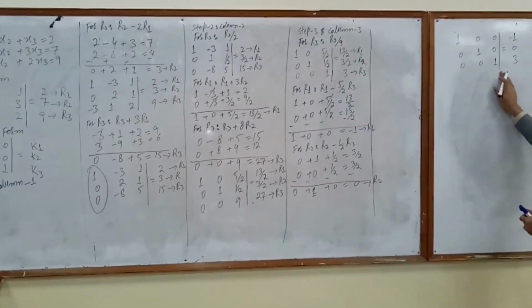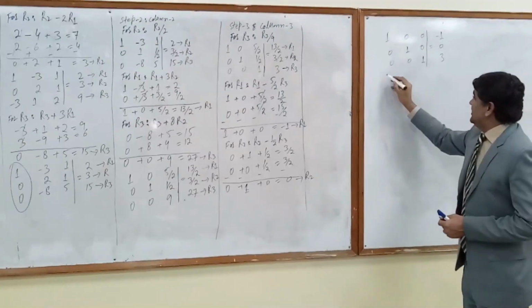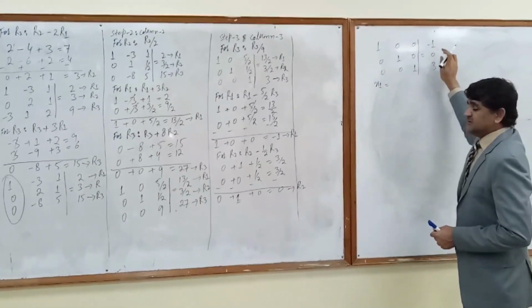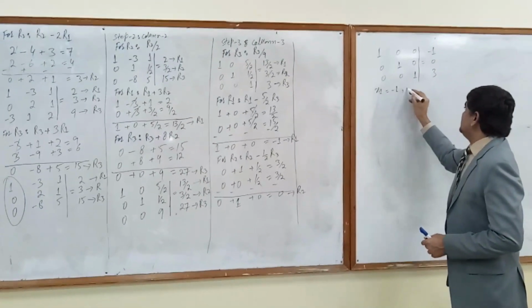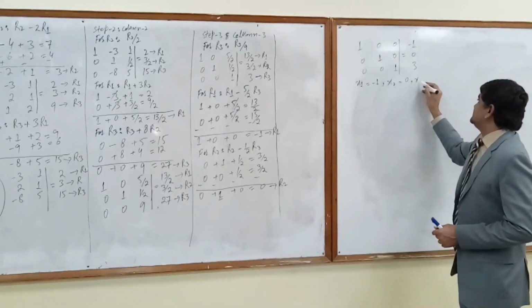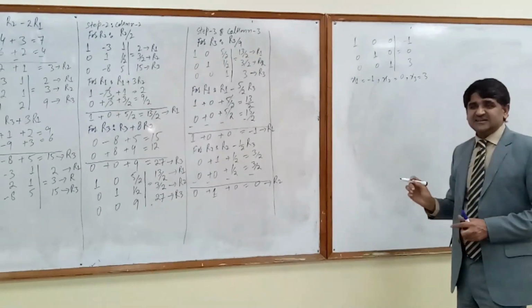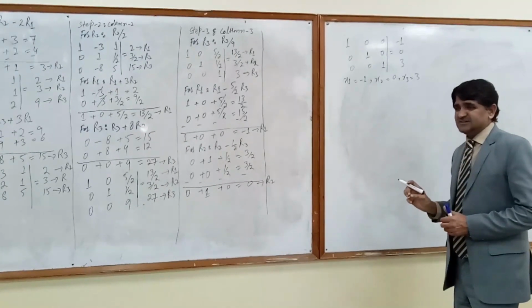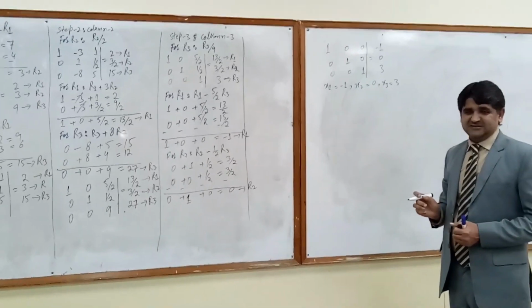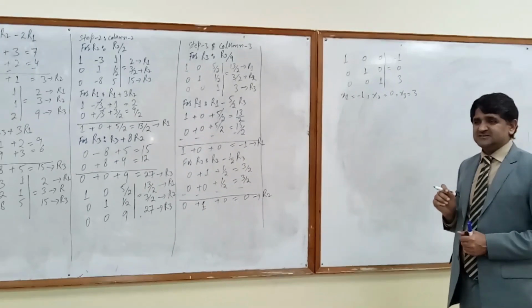Have we attained that form? Yes. So what is x1? The value of x1 is minus 1. The value of x2 is 0. And the value of x3 is 3. Clear, students? Yes. And we can say that the system has a unique solution.